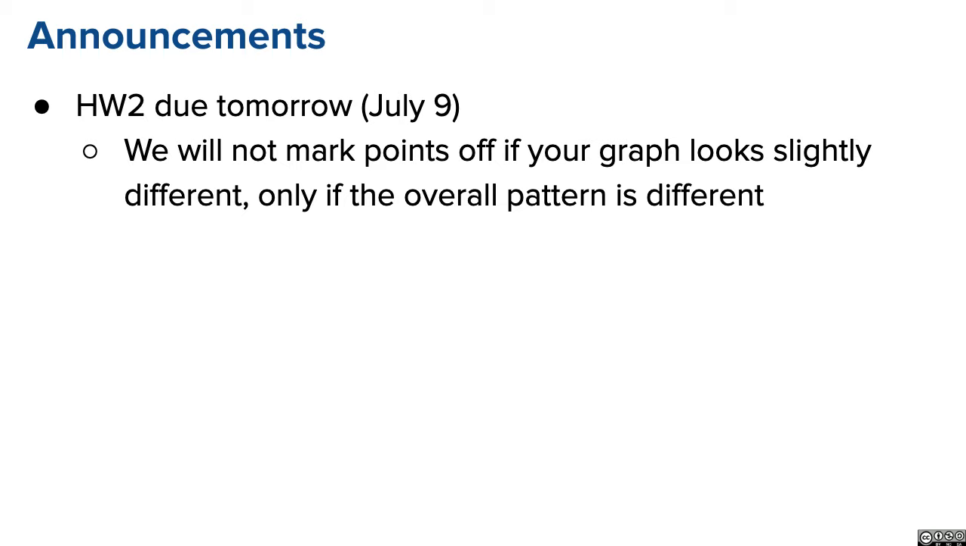So for example, if in our plots there are 2 colors and you've only plotted 1 color, that would be a major difference to us. If the trend in our plot is an upwards trend and in your plot it's a flat line or a downwards trend, that would also be a major difference. So basically, don't worry too much about the aesthetic of your plot as long as the overall pattern is still there. If the overall pattern is there, we won't take any points off, even though your limits or your colors might be slightly different than ours.